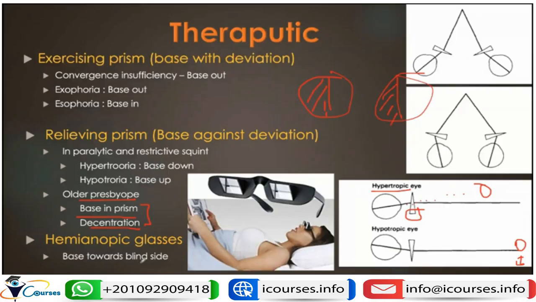It is doubtful that this works, because the patient will be confused by both images. But just know that in the case of hemianopic glasses, we put the base toward the blind side. So here we put the base like this. So the base will be out, and in the left eye, the base will be in. So by putting the base out in the right eye and base in the left eye, this can be a treatment for hemianopia, by putting the base toward the blind side.